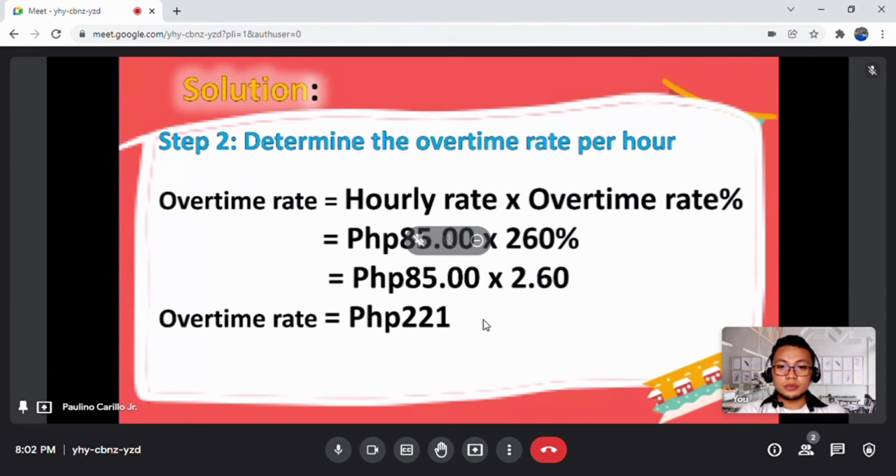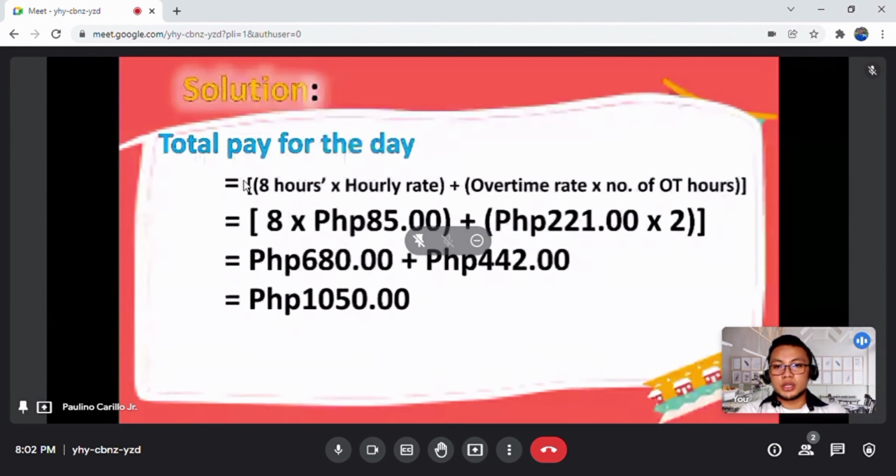Now, to solve for her total pay for the day, just use the formula that we used on the previous 3 examples. We get 8 times 85 pesos, the hourly rate of Myrna during regular holidays, plus the overtime rate of 221 pesos multiplied by 2 hours, the exceeding hours of her regular working hours. We get 680 pesos plus 442 pesos equals 1,050 pesos. This is Myrna's total pay for a regular holiday if she was requested to work on that day.